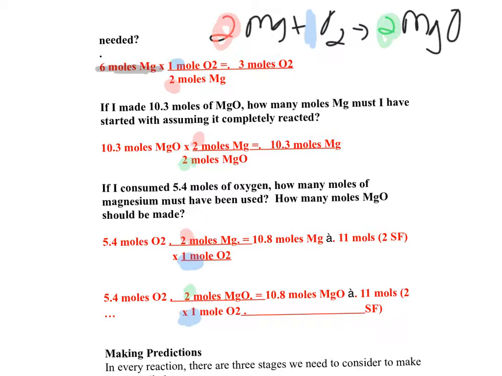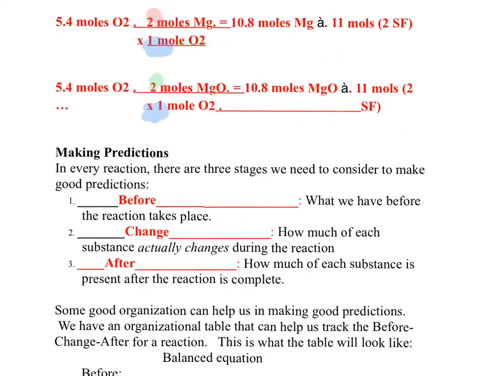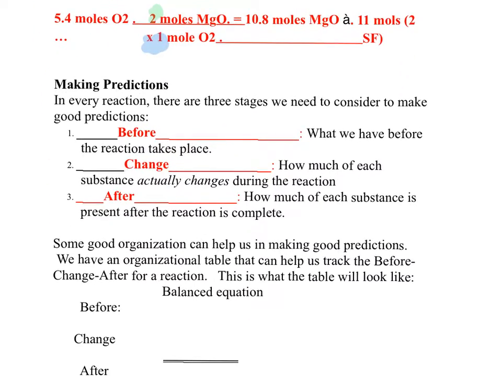So for these ratios, we're going to organize them in a table, and this table is going to be really helpful when we move on to some longer equations and figuring out how much we run out of something. This is called a BCA table, before, change, after, BCA for short. Before is what we have in the beginning. You're going to write down the given amounts. Change is how much you actually use, and after is how much is going to be left over. It's going to look like this: balanced equation, and then before, change, and after.